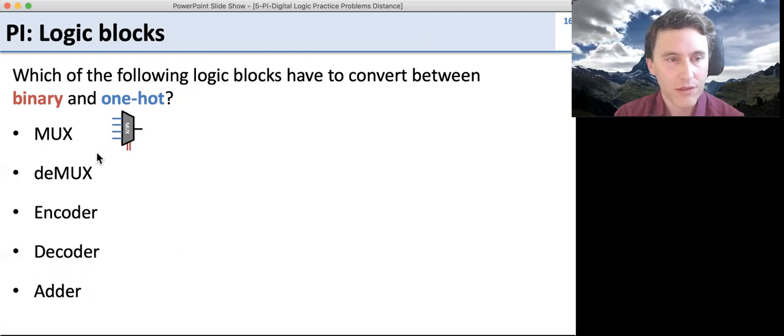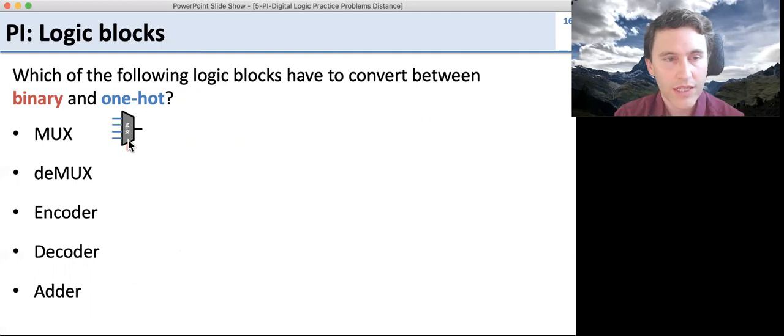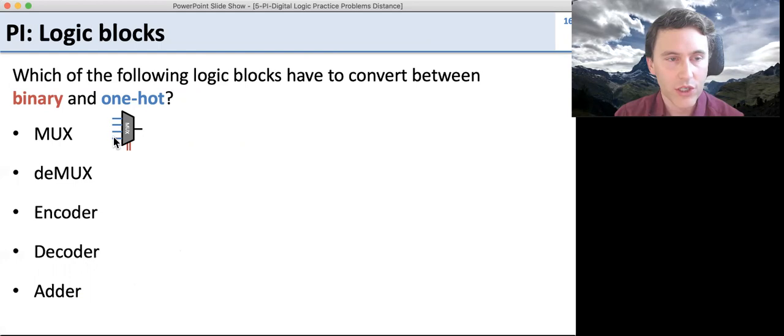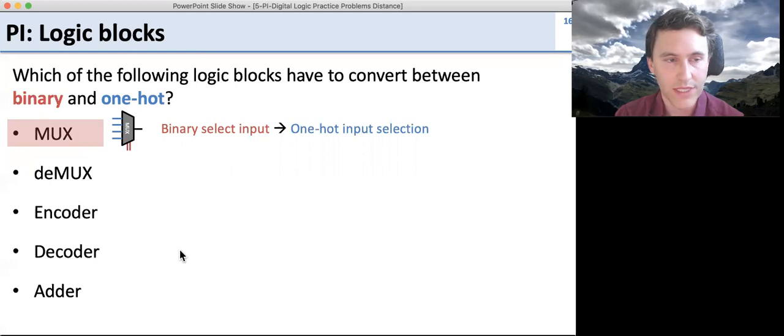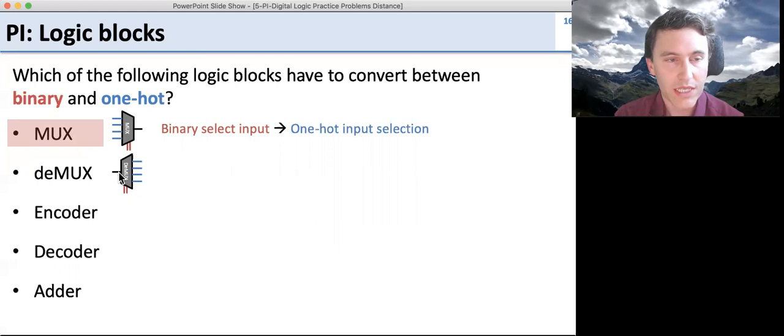So what does a mux do? Well, a mux takes in a whole bunch of inputs and selects one of them. And the select here on the mux is binary. So you put in a binary value here and it chooses one of these inputs. So this is a binary select input. So this definitely has a binary to one-hot converter inside. How about a demux? Well, a demux does the opposite. It takes in one value and then sends it to multiple possible outputs.